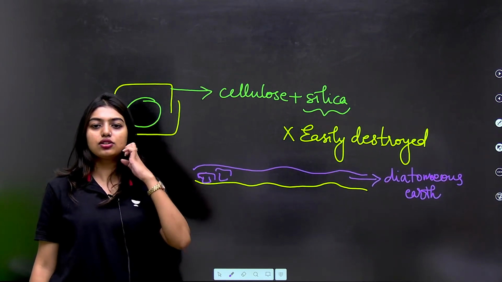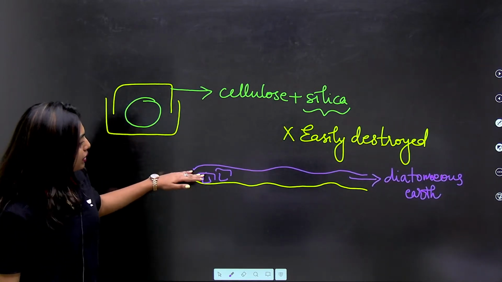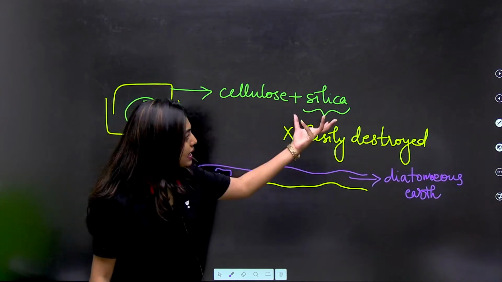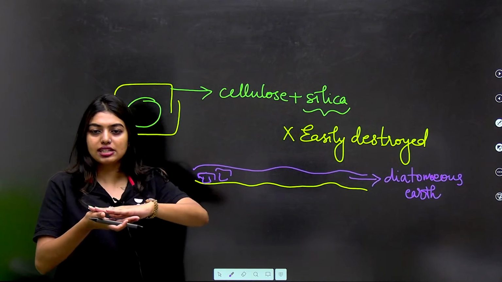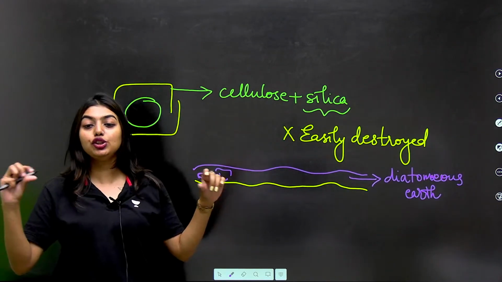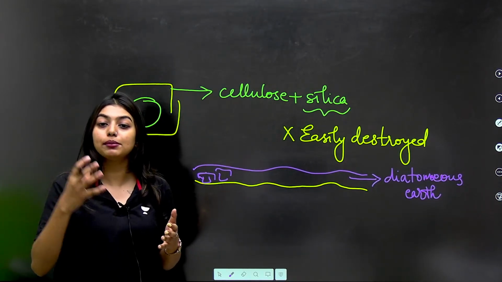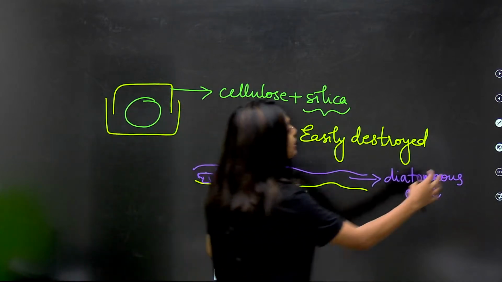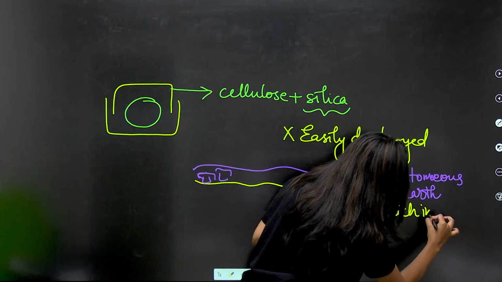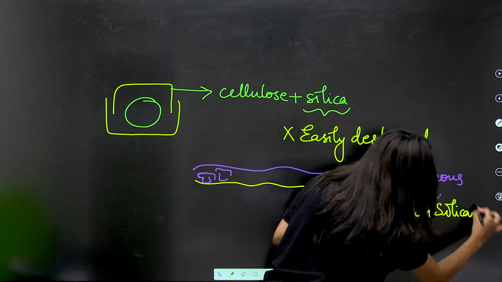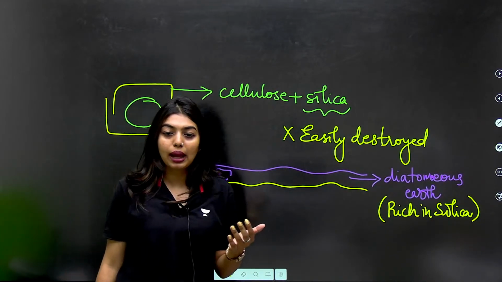Clear so far? Now here you can look, this whole silica has come and settled on the seabed, and they have formed a completely new bed under the sea. That is called your diatomaceous earth. Now this diatomaceous earth is rich in silica. All of you agree? They are very, very rich in silica.